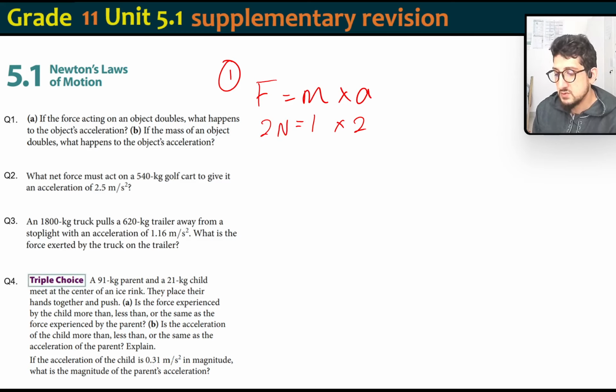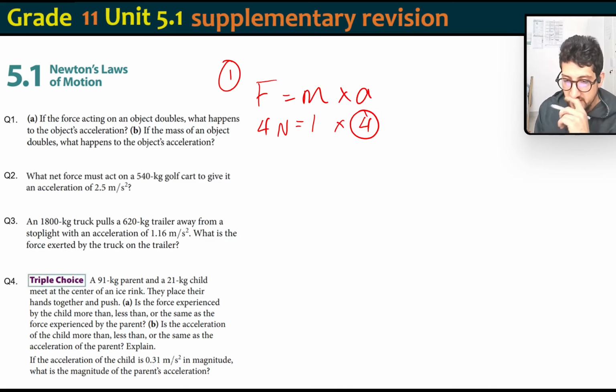So the first question says, what happens if the force acting on an object doubles? What happens to the acceleration? So of course the mass of the object stays the same, but we are now doubling the force. So what's going to happen to the acceleration? Well, 1 times 2 does not equal 4. It equals 2. But now, if we double the force, we are going to double the acceleration, aren't we? That's the only way that makes sense. So, what happens if we double the force? We double the acceleration. What happens if we halve the force? We halve the acceleration. That's how we answer that one there.